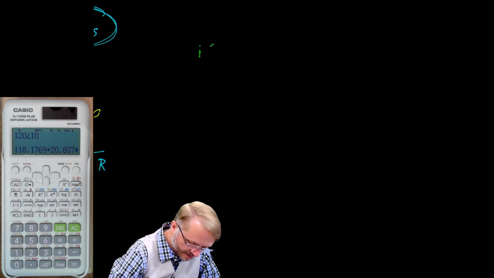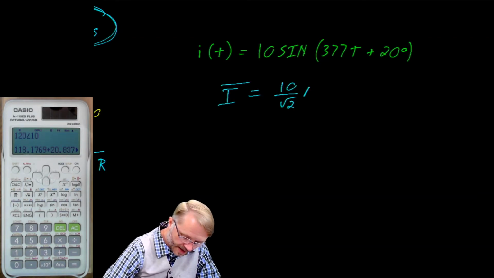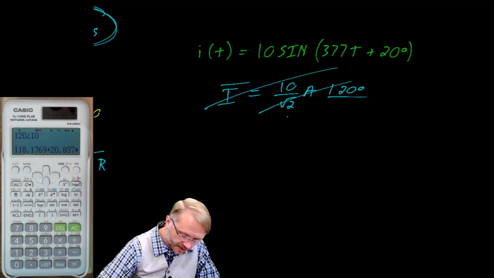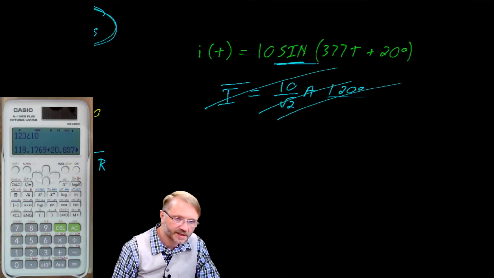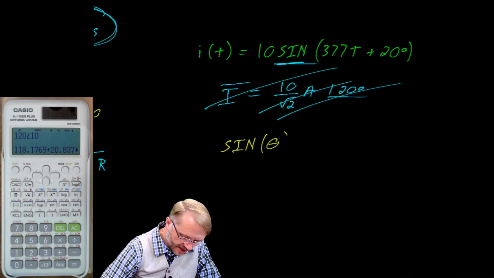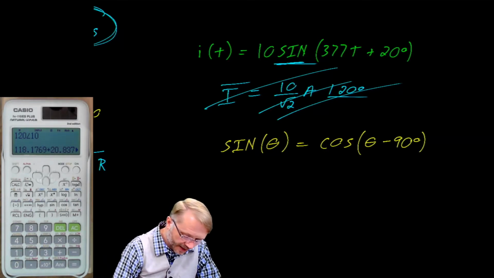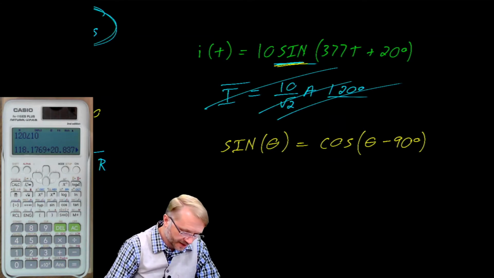For example, you may be given something that looks like this. The temptation is to say that the current is equal to 10 over root 2 amps at a phase angle of 20 degrees. That's close, but it's not correct. And the reason it's not correct is because this here is a sine term, and we need the cosine term. From trigonometry, remember that the sine of theta is equal to the cosine of that angle theta minus 90 degrees. And that's the conversion we're going to have to do in order to convert from sine to cosine.